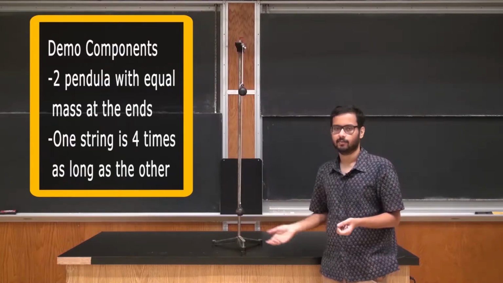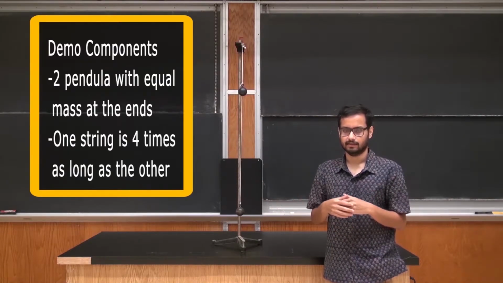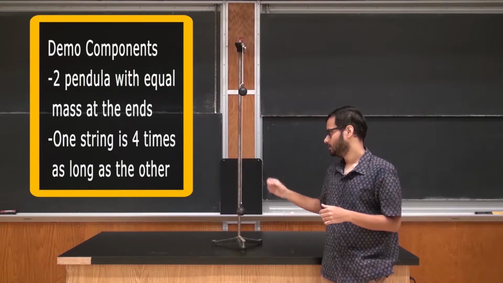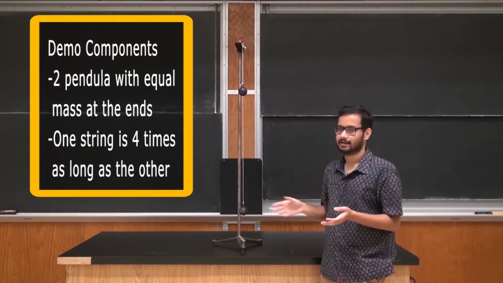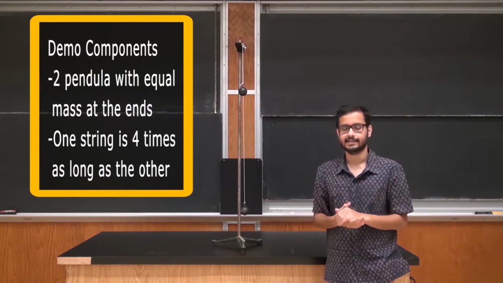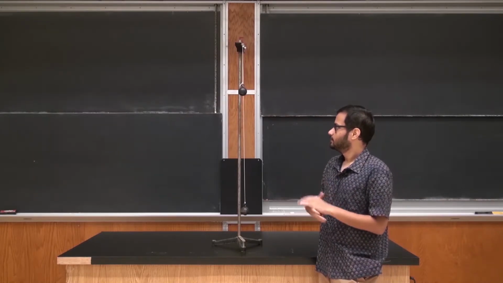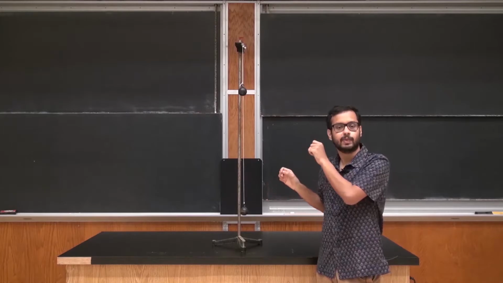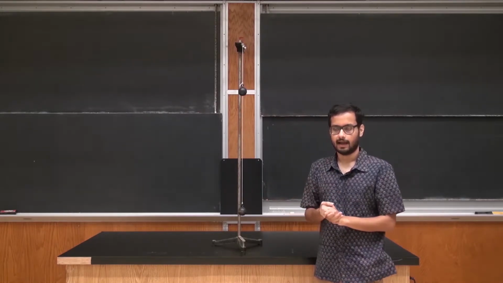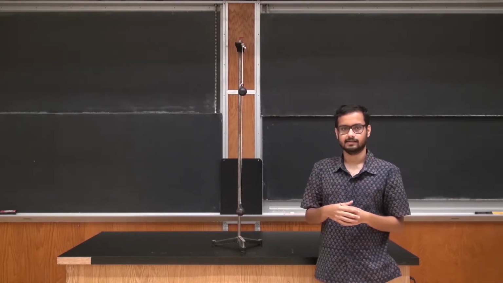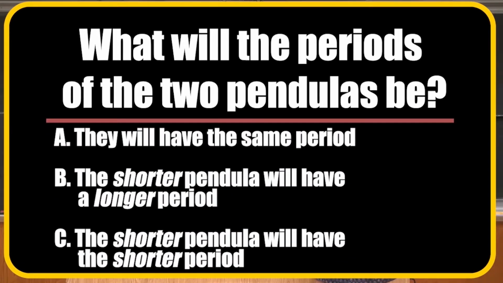And because the mass of the bob is much larger than the mass of the string, we can imagine that the effective masses of the two pendula are roughly the same. So what we're going to do in this experiment is release these two pendula at the same time, and what we have to answer is: what are the time periods of these pendula going to be? Are these two pendula going to oscillate with the same period? Will the shorter one have a longer period, or will the shorter one have a shorter period than the longer one?